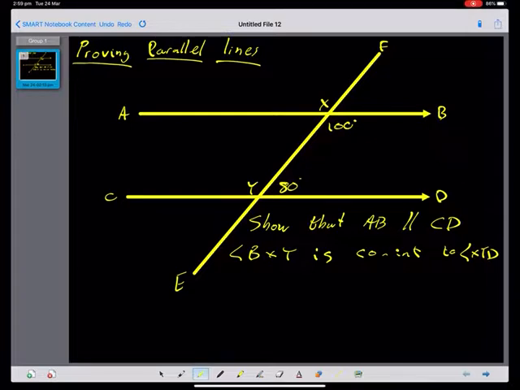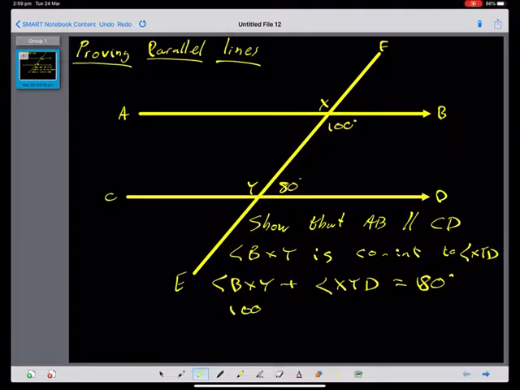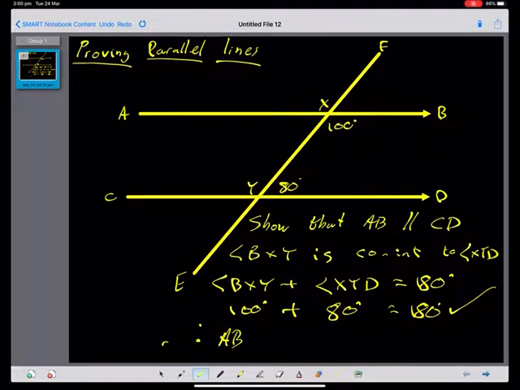We can now write that mathematically. We can write angle BXY plus angle XYD is equal to 180. And we can show that: BXY is 100 plus XYD is 80. That does indeed equal 180 degrees. So we need to draw a conclusion, and we can say that AB is parallel to CD.